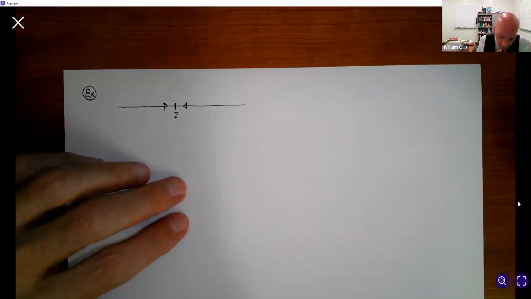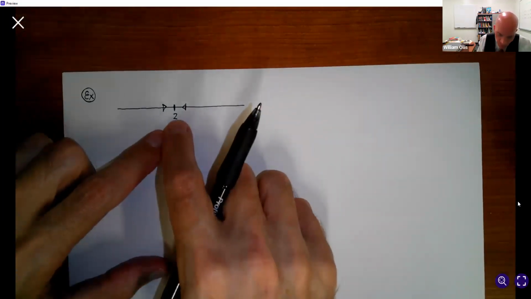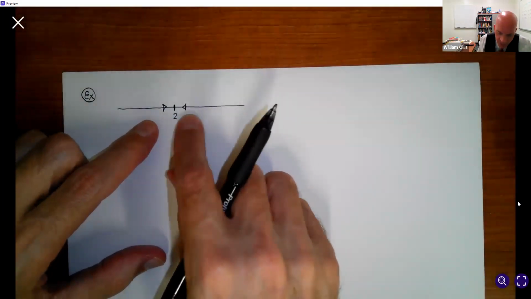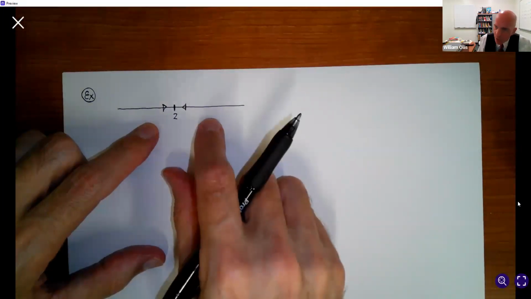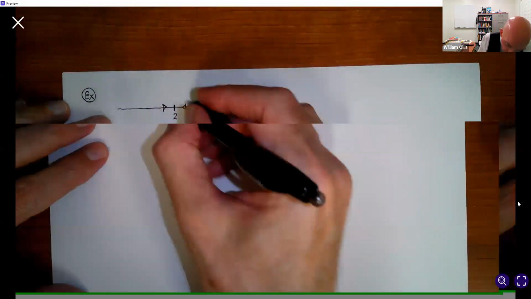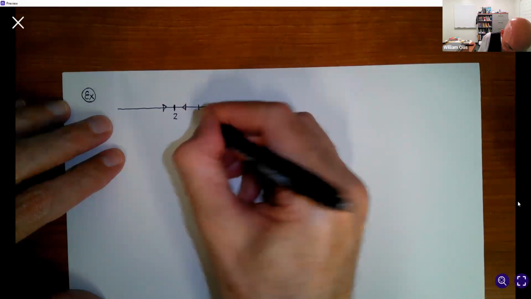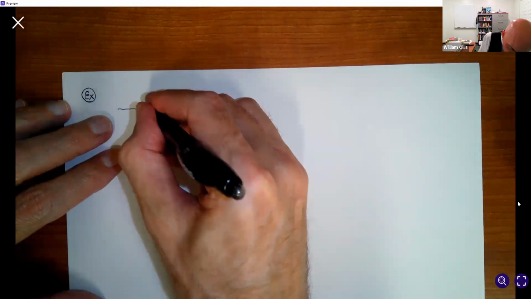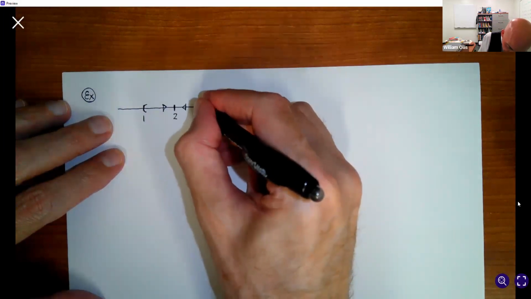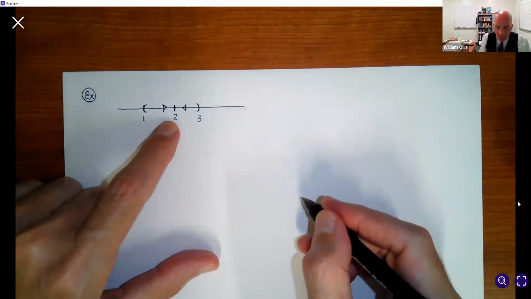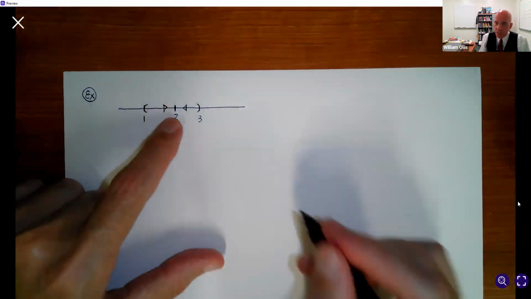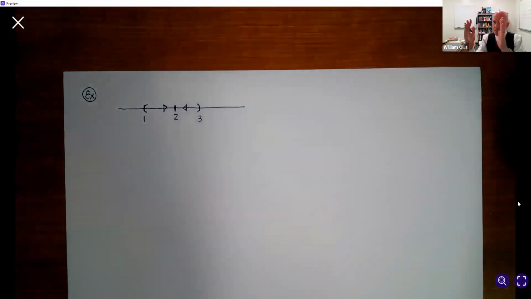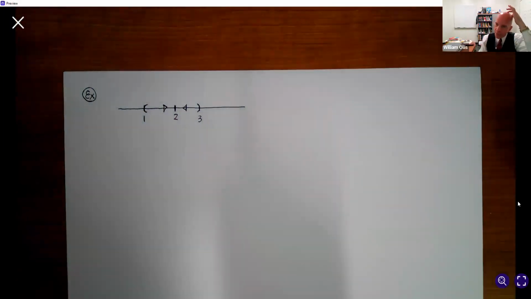So for instance, if we want to approach 2, and we were interested in, well, let's just say a distance of 1 on either side. So maybe we would go here to 3, and we'd go here to 1, and we want to be in that symmetric interval about 2. The symmetric interval results because from 2 to 3, we have a distance of 1, and from 1 to 2, we have a distance of 1.